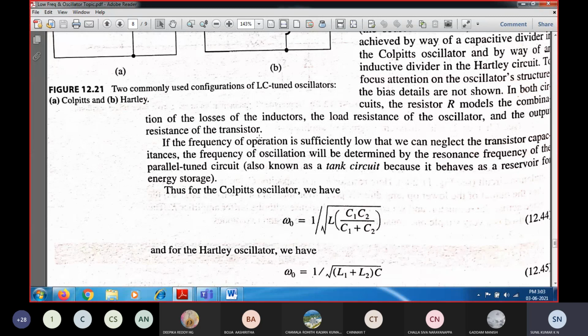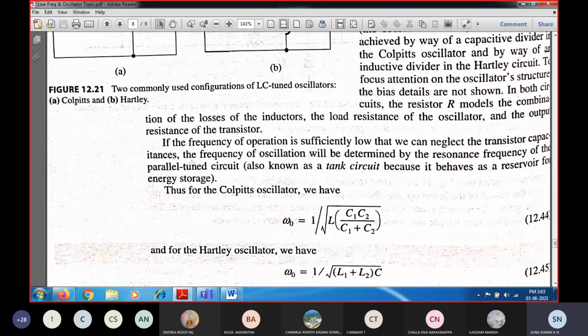When you use an LC oscillator as well as a crystal oscillator, you get the maximum oscillation only at a particular frequency. The particular frequency at which the circuit oscillates with maximum amplitude, where the energy is maximum, is called the resonance frequency.